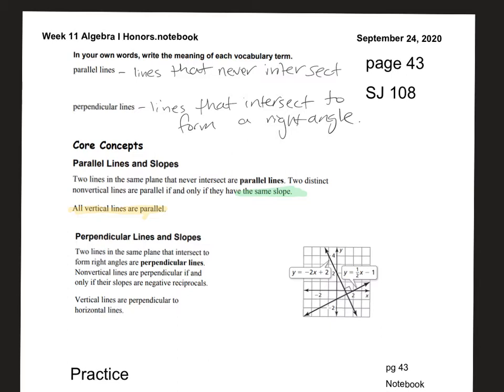And then for perpendicular lines, of course, intersect to form a right angle, but the main thing you need to remember is their slopes are negative reciprocals. I've also seen teachers say it this way: they're opposite reciprocals of each other.